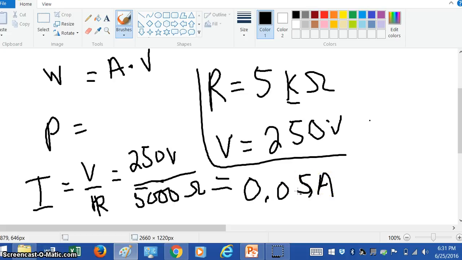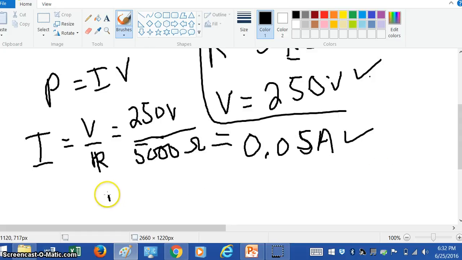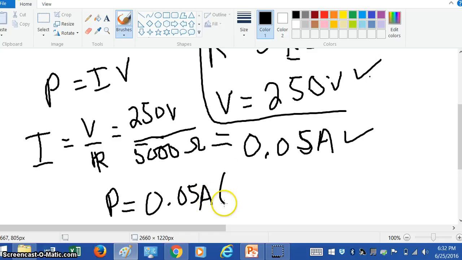All right, so now we know the current, and we can figure out the power, because the power is the current times the voltage. We already know the voltage, 250, but we've just calculated the current. It's really just 0.05 times 250. So our power is 0.05 amperes, or amps, times 250 volts. And so let's get my calculator.